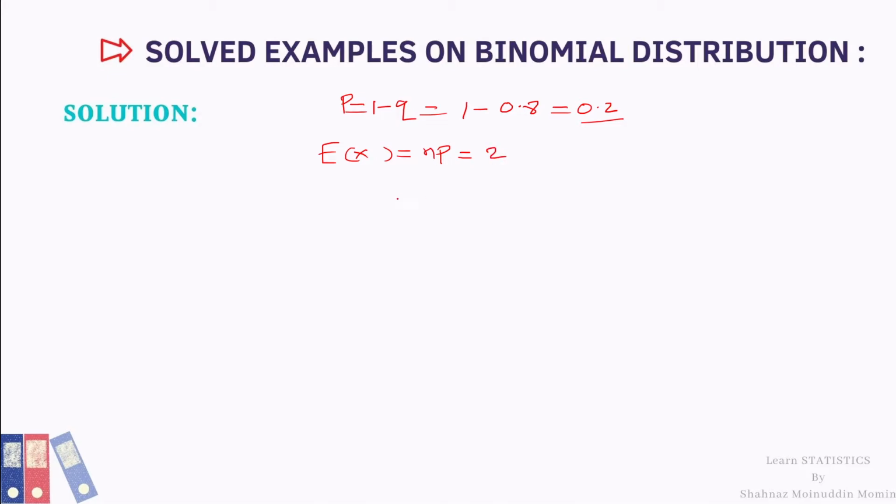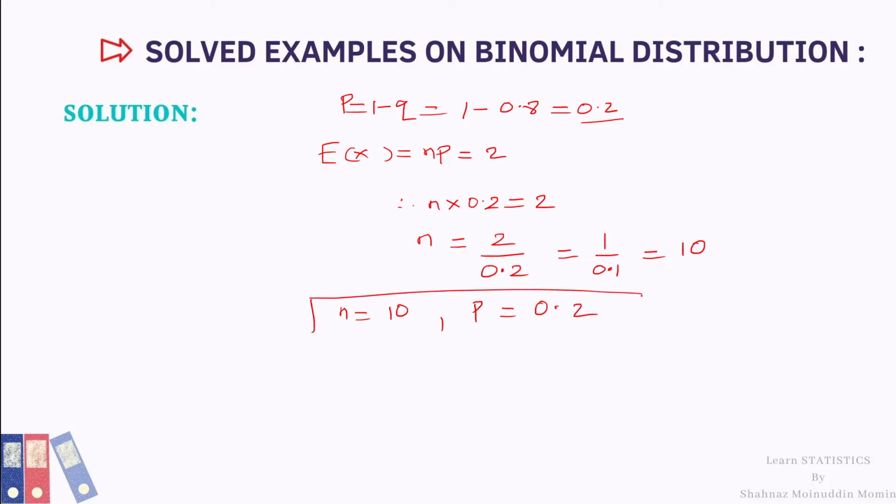equal to 2. Therefore n into 0.2 is equal to 2. Hence n equals 2 divided by 0.2, which is equal to 1 upon 0.1, which is 10. Hence we get n equal to 10 and p equal to 0.2, the two parameters of the binomial distribution. Now we calculate the required probability.